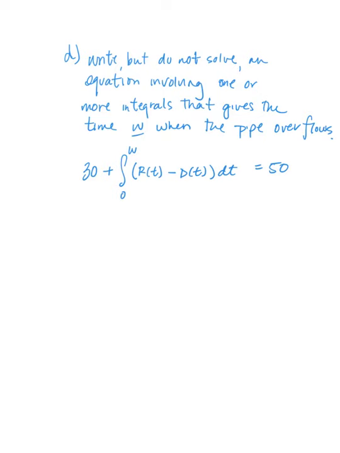All right, part D. We know our pipe can hold 50 cubic feet of water before it overflows. And so we want to find the time W where this is going to overflow. You're to write, but not solve, an equation involving one or more integrals that gives the time W when the pipe overflows. So remember, we start out with 30, and then we're going to go from 0 to some time W. And again, this is the water that flows in right here minus the water that drains, and that can't be any more than 50. Okay, so we're just going to set it equal to 50, and there's your equation.